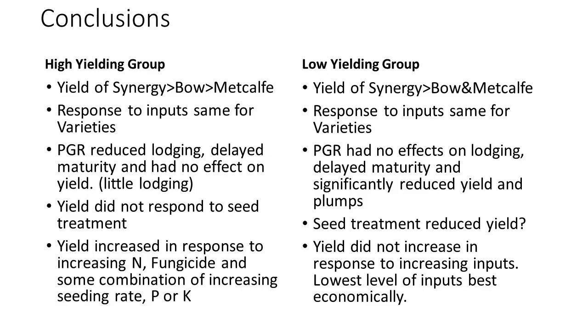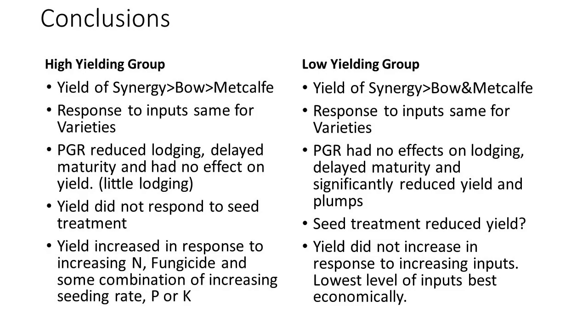Plant growth regulator reduced lodging and delayed maturity for the high-yielding group, but had no significant effects on yield, as there was very little lodging. In contrast, the plant growth regulator significantly reduced yield and reduced the number of plumps for the low-yielding group. It didn't have any effects on lodging, because there was none, but it did significantly delay maturity still.